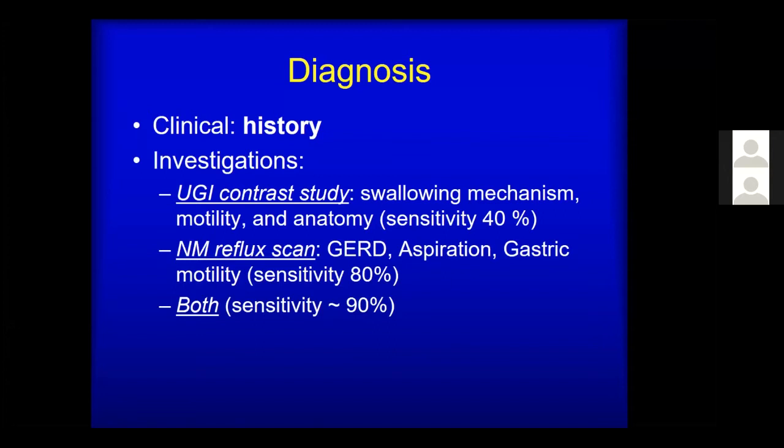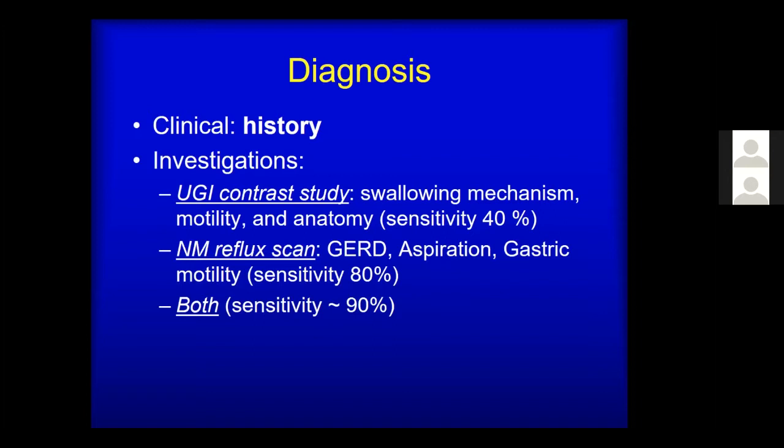And that's why the sensitivity goes to 80%, especially if they do the late films in patients who develop respiratory symptoms. These films are taken about 4 to 6 hours after the study, and they do a screen on them. And if they find the tracer in the lung fields, they will conclude that there was reflux and this is a secondary aspiration.